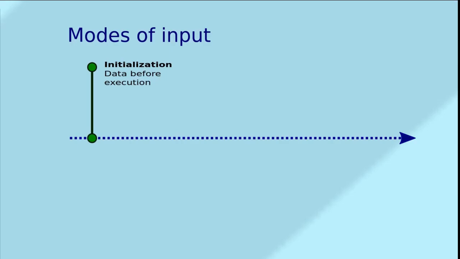Initialization refers to the input provided before the execution. The value in this case is stored in a variable using the assignment operator. This method essentially hardwires the value in the program. The program has to be recompiled to change the value.